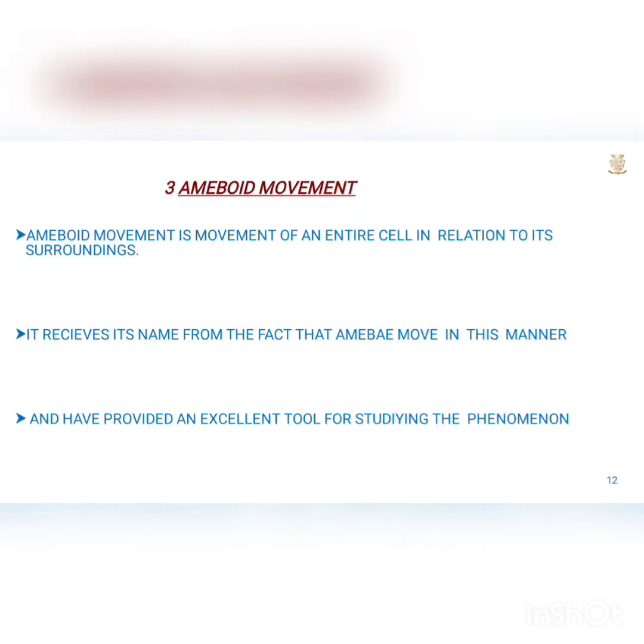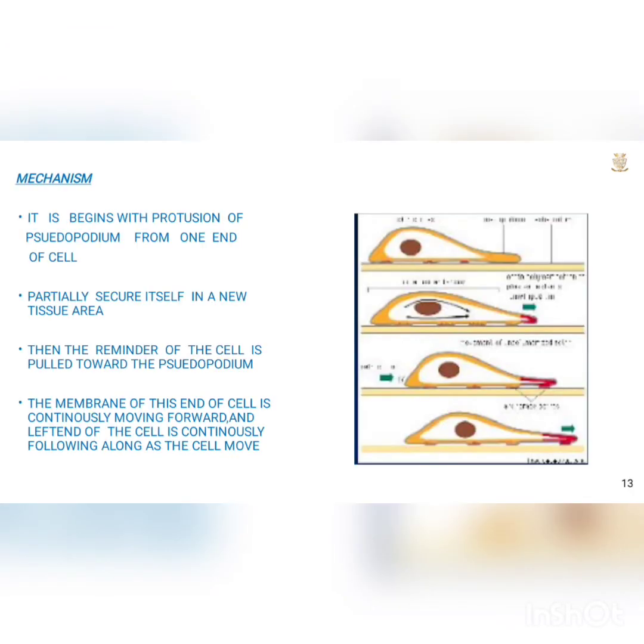Then next is the amoeboid movement. Amoeboid movement is the movement of an entire cell in relation to its surroundings. It received its name from the fact that amoeba move in this manner. So, the mechanism of amoeboid movement. There is a protrusion of a pseudopodium from one end of the cell.